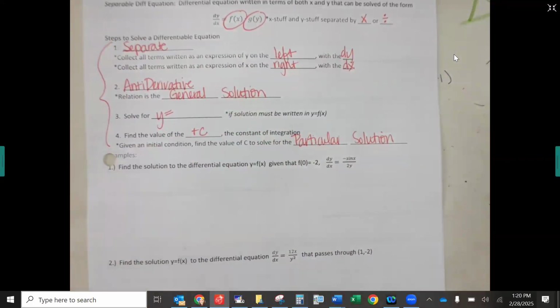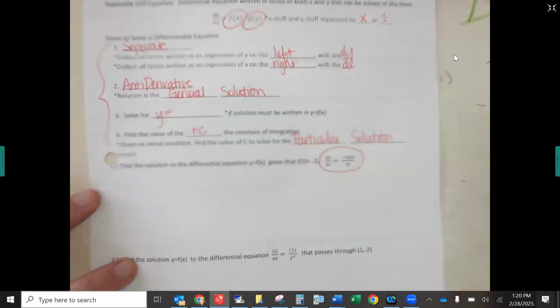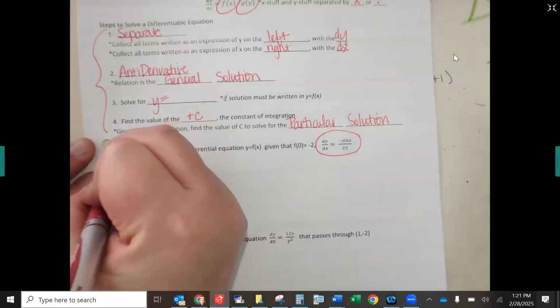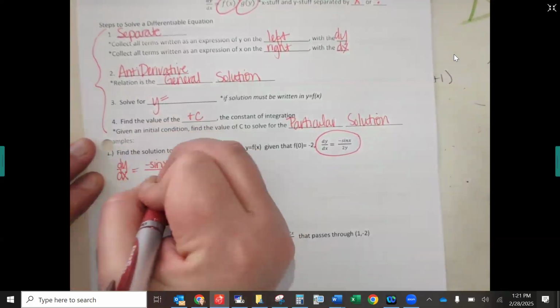So now that you have your steps written down, let's do some examples. Let's start with number 1. First thing I want to point out is that this is a differential equation because it's a derivative. dy/dx means derivative. Also it's separable because how are your x and y stuff related to each other? Are they multiplied or divided with each other? Divided. All the x stuff is divided by the y stuff. So put your dy/dx right here equals negative sine x over 2y.